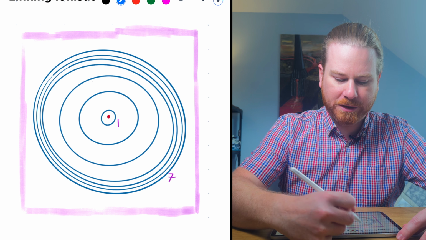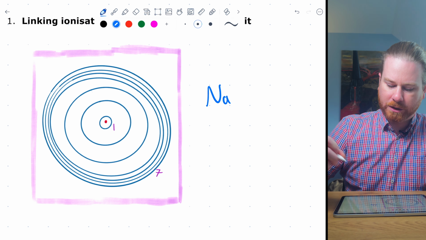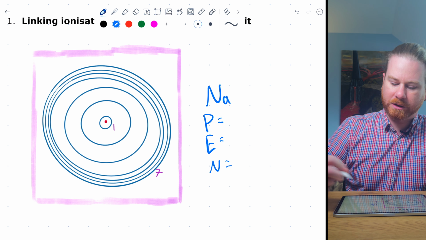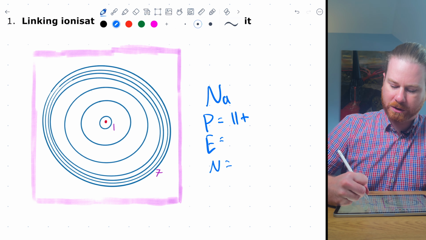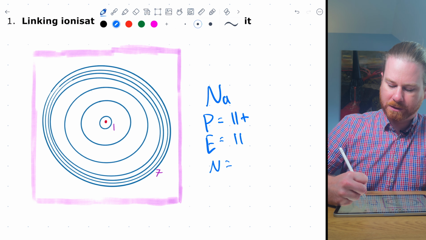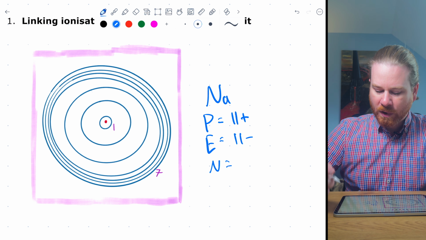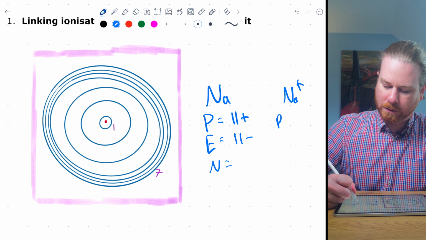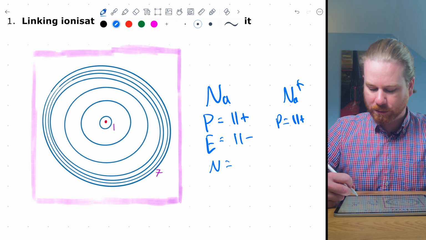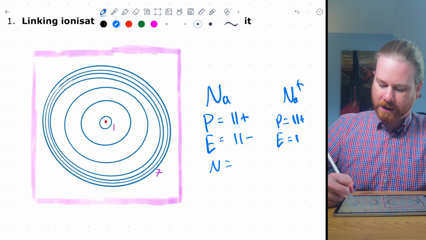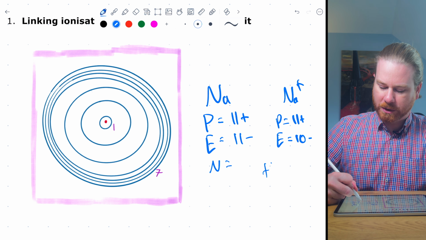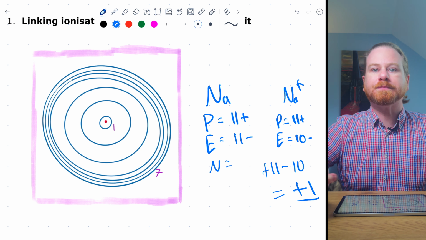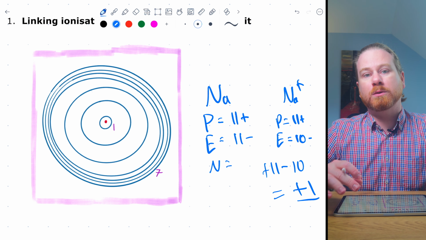We can just do a quick calculation. If we use sodium, if we do the calculations that we've done in the past, sodium has 11 positive protons and 11 negative electrons. We don't really care about the neutrons. But if it's lost an electron, we have the sodium ion. The sodium ion still has 11 positive protons, because it has to have 11 because it's sodium, and it has 10 negative electrons. So plus 11 minus 10 gives us a +1 charge overall. Anything with a charge is called an ion.